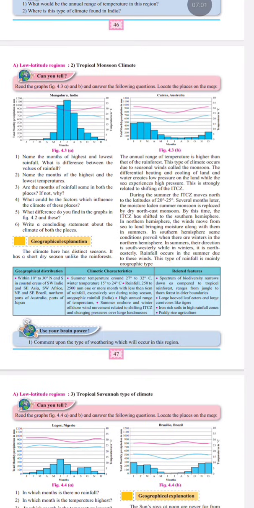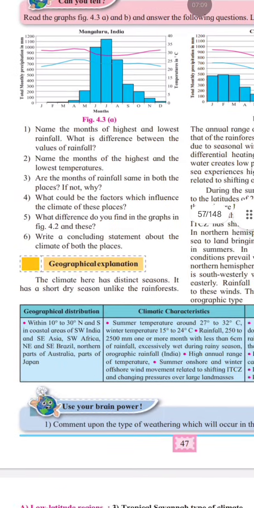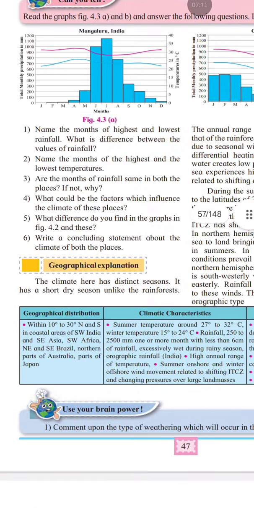Now, the first map is of a Mangaluru, India, graph, and the second one is a Cairns, Australia. So observe both maps carefully. Now, first question is: name the months of highest and lowest rainfall. What is the difference between the values of rainfall?